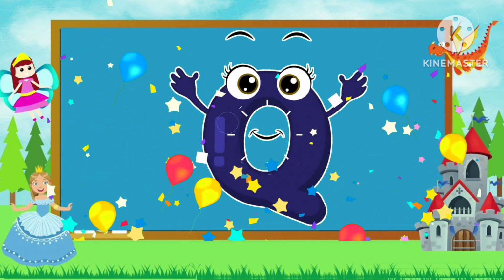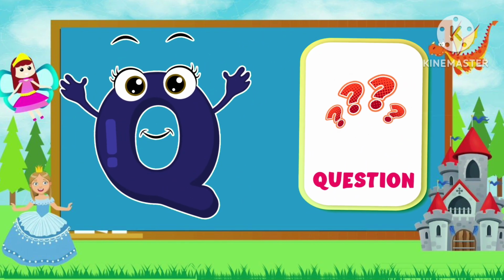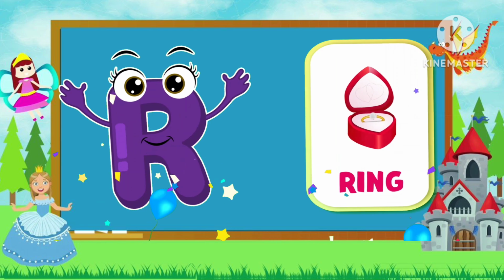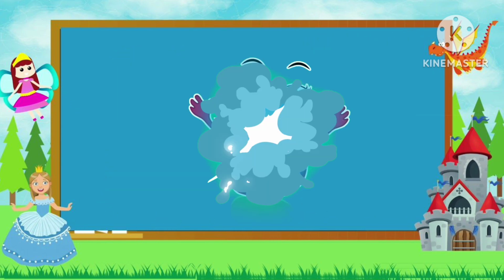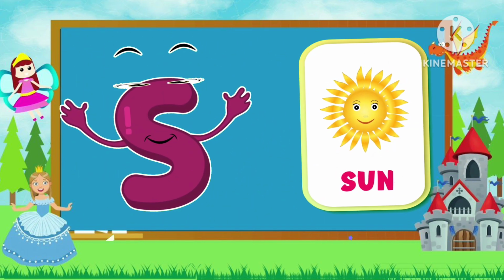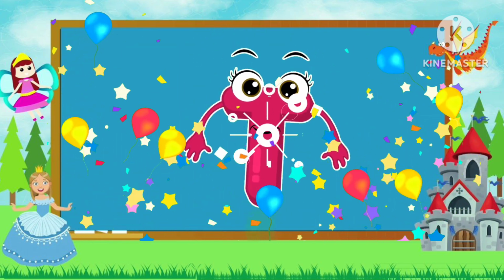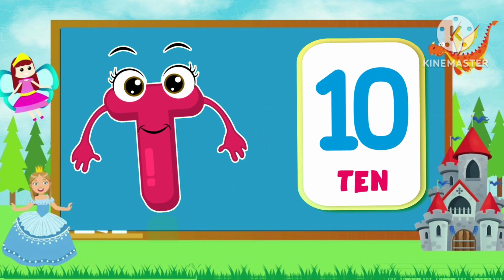Q is for question, question. R is for ring, ring. S is for sun, sun. T is for ten, ten.